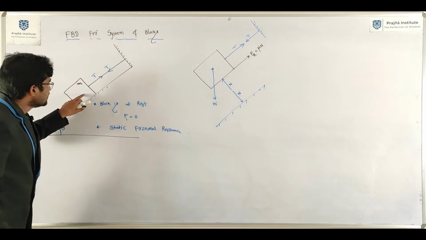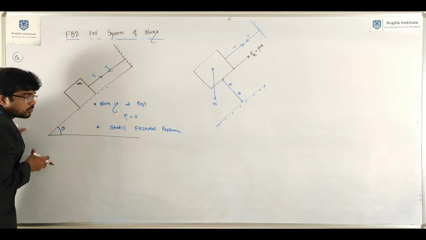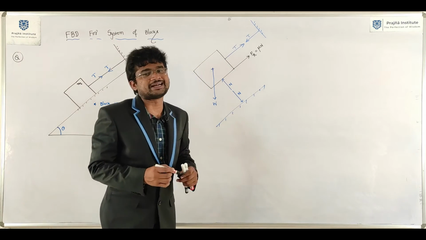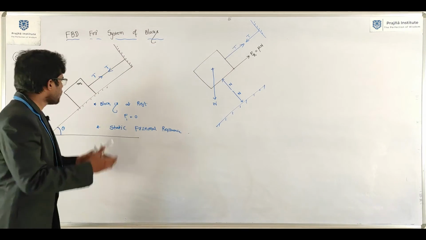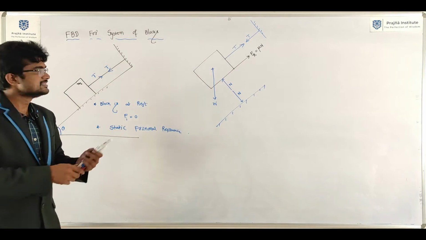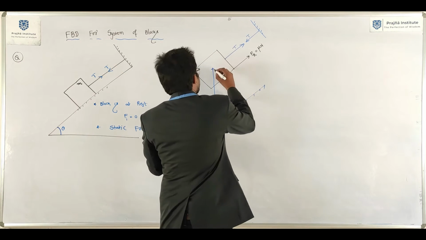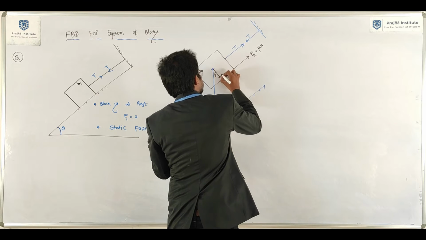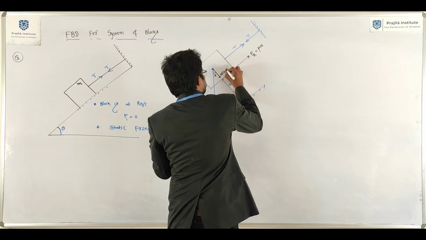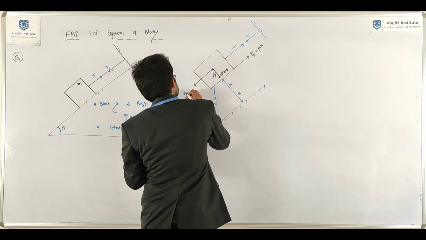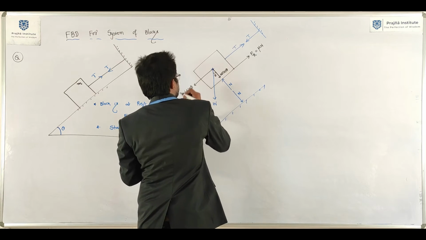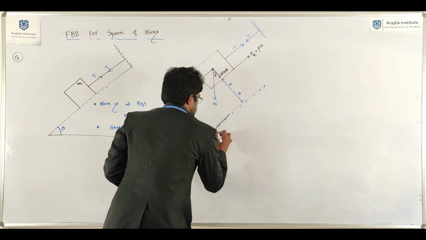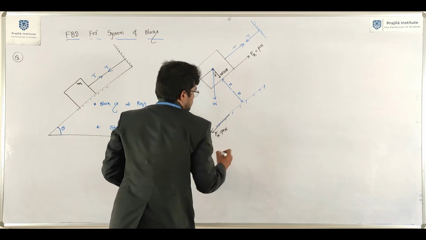If the block tries to move in the downward direction, then frictional resistance will act opposite to that direction. But the block is not in motion. Now, to resolve the forces: W cos theta, W sin theta. Frictional resistance is opposite to that, mu into N.